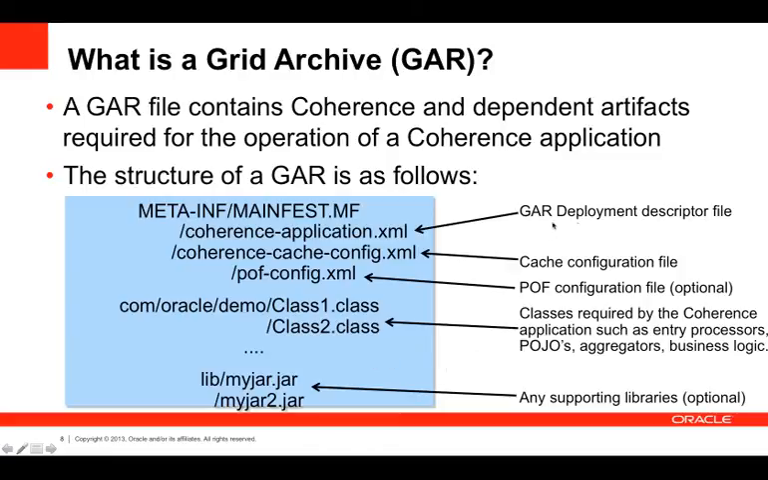You have a GAR deployment descriptor file called coherence-application.xml, and you can have cache configuration, and if you're using POF, the portable object format, for serialization and deserialization, then you can have the configuration here as well, and all other domain classes that are required for your coherence applications. As you may know, if you're familiar with Coherence, for advanced scenarios such as entry processing, if you want to do computation over data objects, then you need to have domain classes packaged inside the GAR file and any other additional libraries.